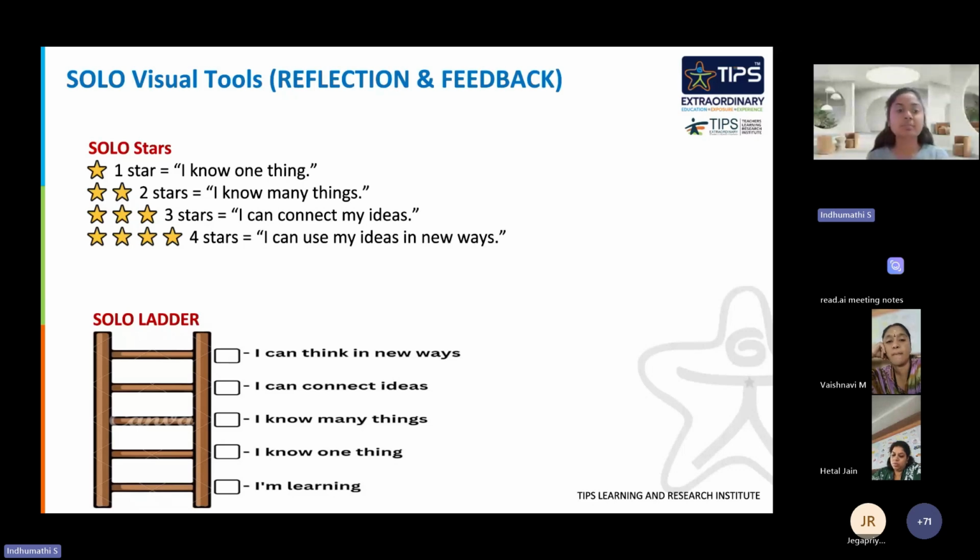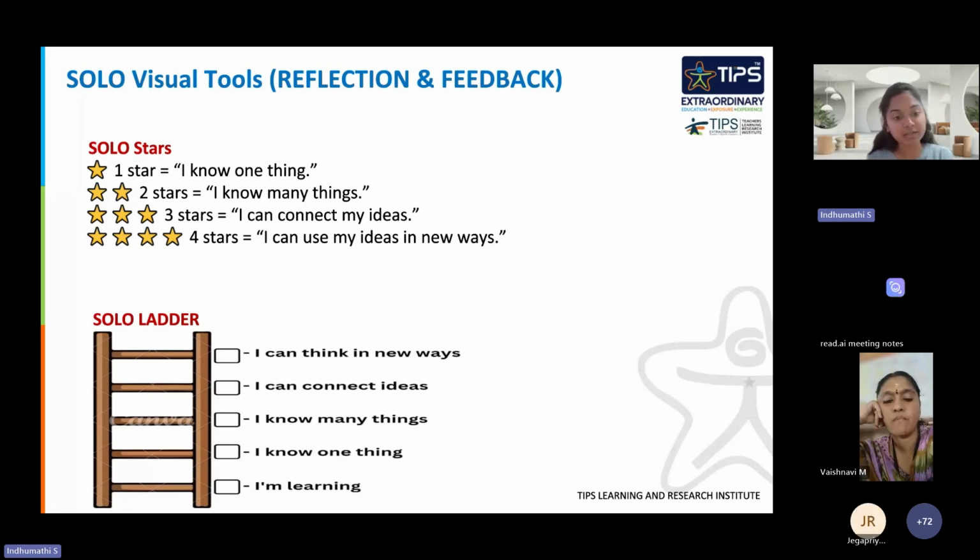For example, we can take shapes. One star: I know one shape. Two stars: I know two shapes. Three stars: I can compare the shapes. And four stars: I can create my own shape. How can we guide the children, particularly our young learners, to do this?